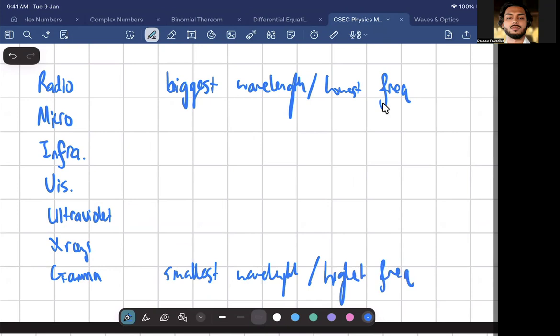Could you all remember that? Rich men in Vegas use expensive gadgets. And you know that radio has the biggest wavelength, so it has the lowest frequency. If you could figure that out, then you should be able to figure out that gamma is just the opposite, and everything in the middle falls into place.